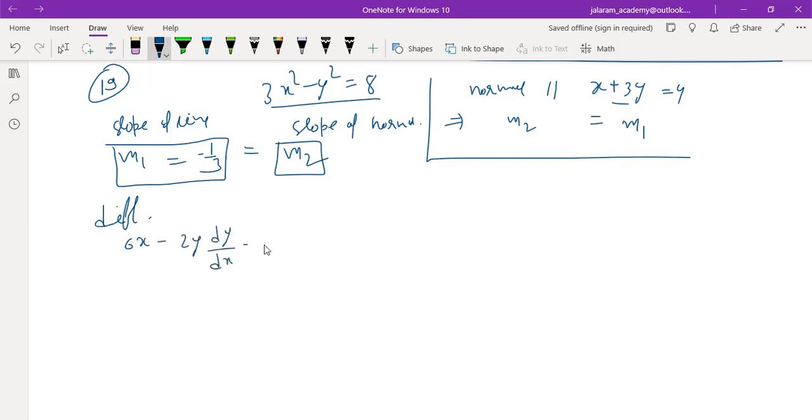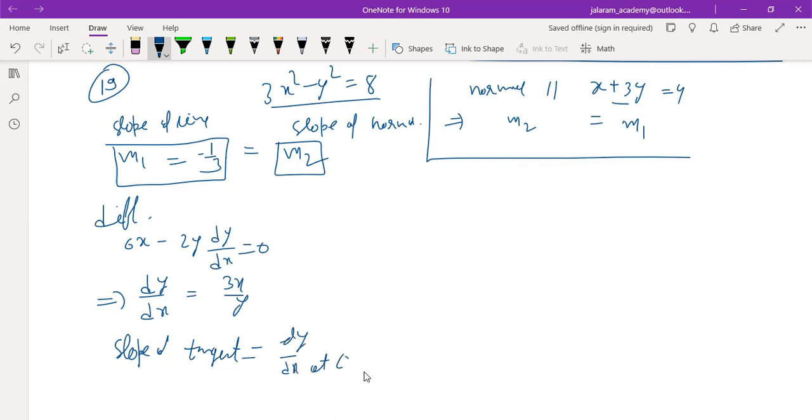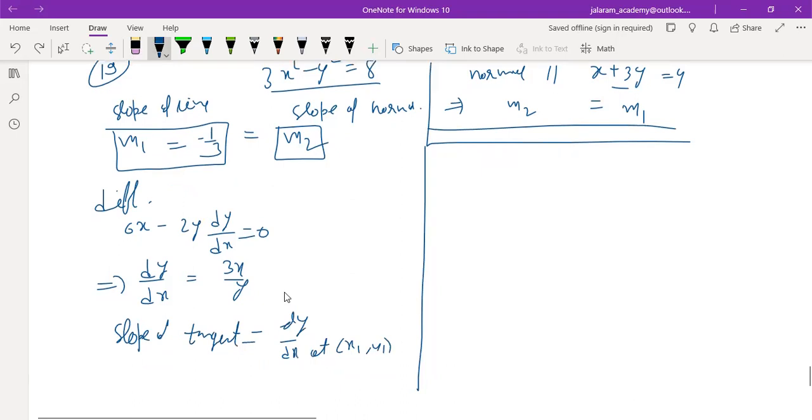So 6x minus 2y into dy by dx equals 0. That is dy by dx equals 3x by y. So slope of tangent, what will be the slope of tangent? We all know that slope of tangent is dy by dx at (x1, y1), where (x1, y1) is the point of contact. So the slope of tangent which we are finding will be, dy by dx is 3x by y, so it is 3x1 by y1.